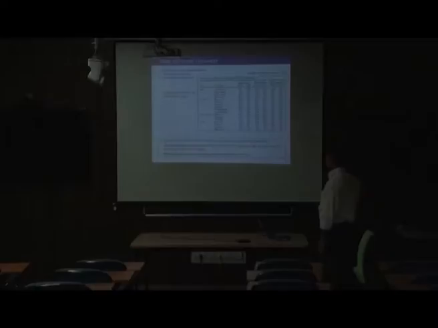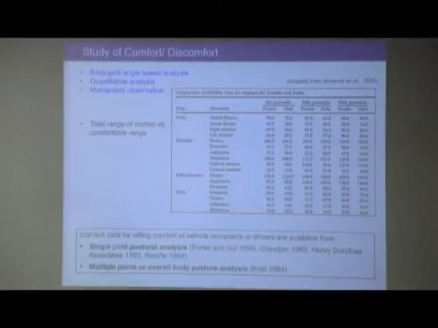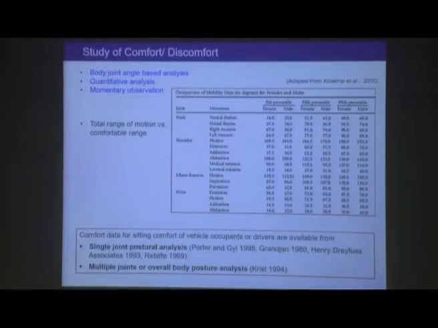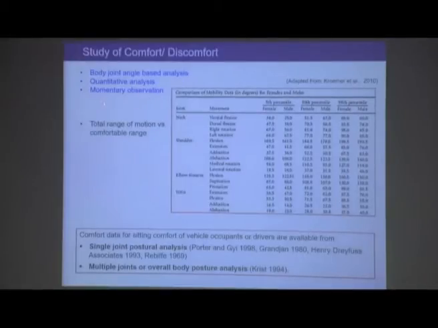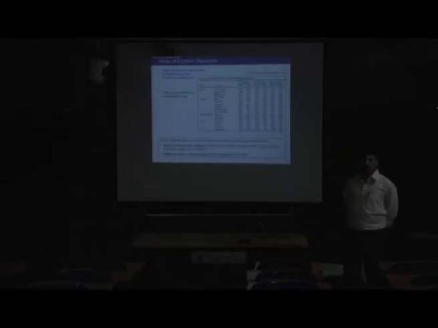Next we are going to discuss comfort and discomfort. Now in digital human modeling software, comfort is evaluated based on the body joint angle, and thus it is a quantitative analysis. But the observation is momentary in nature. For a particular posture, for that particular moment, based on the body joint angle, we can identify whether that posture is comfortable or not.